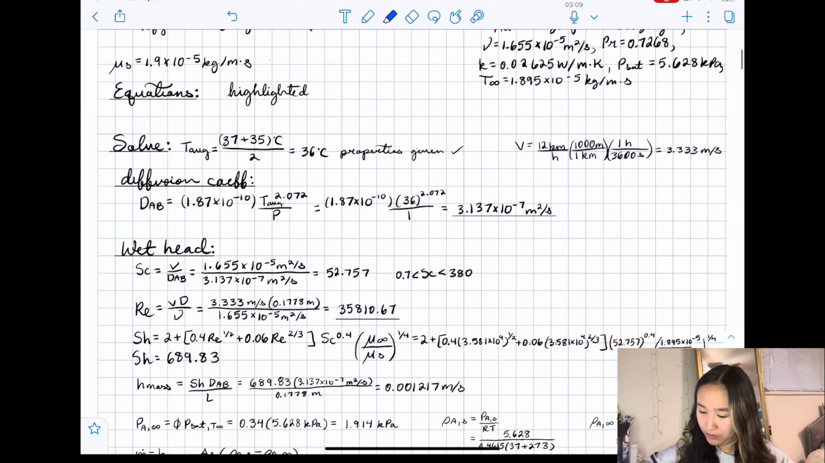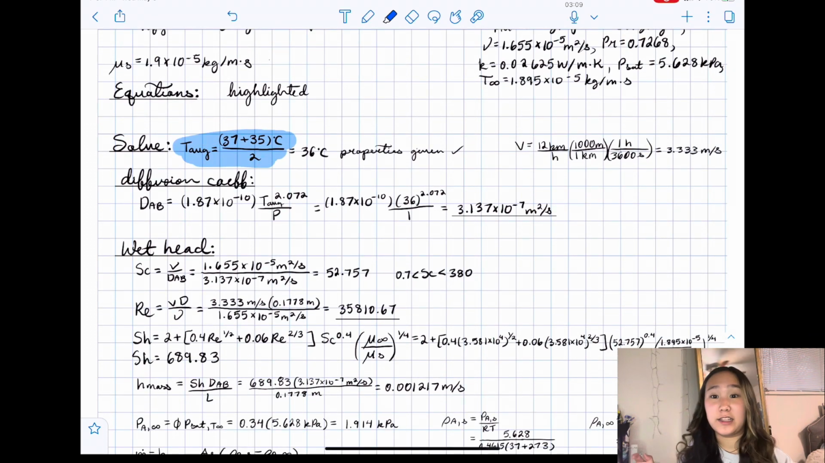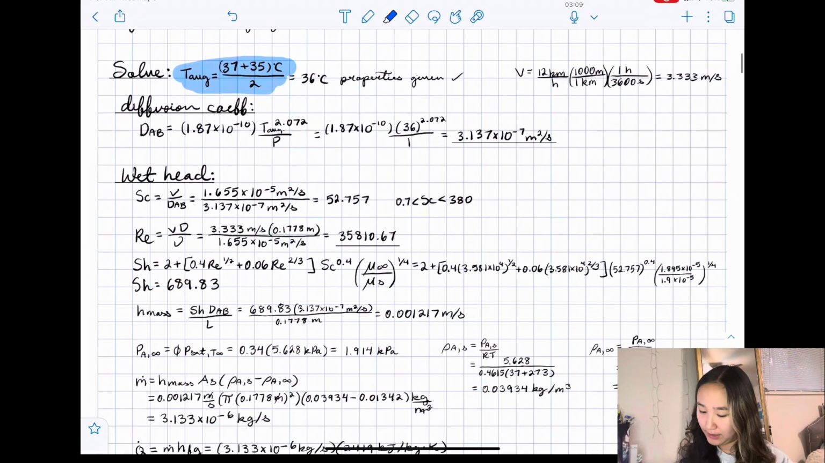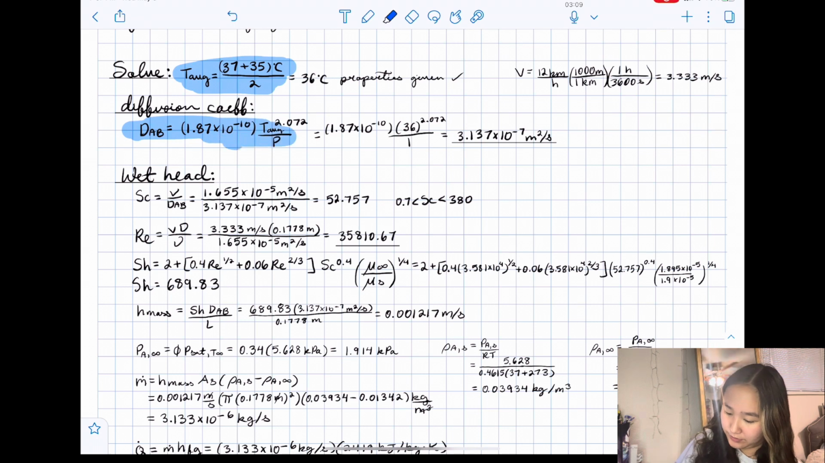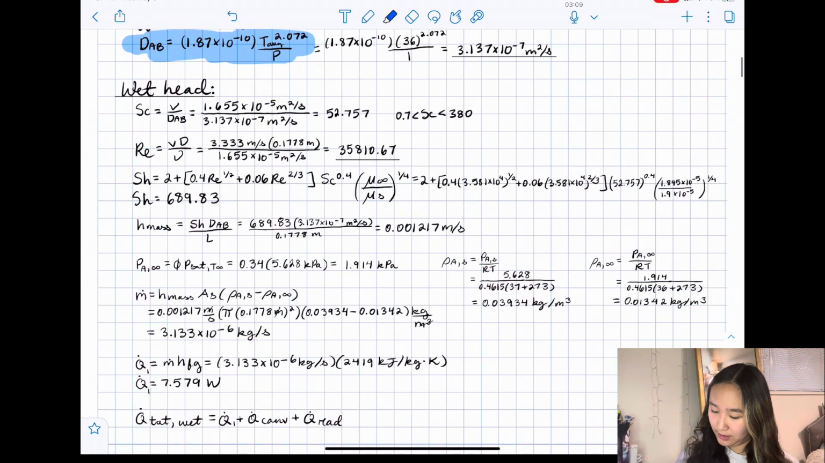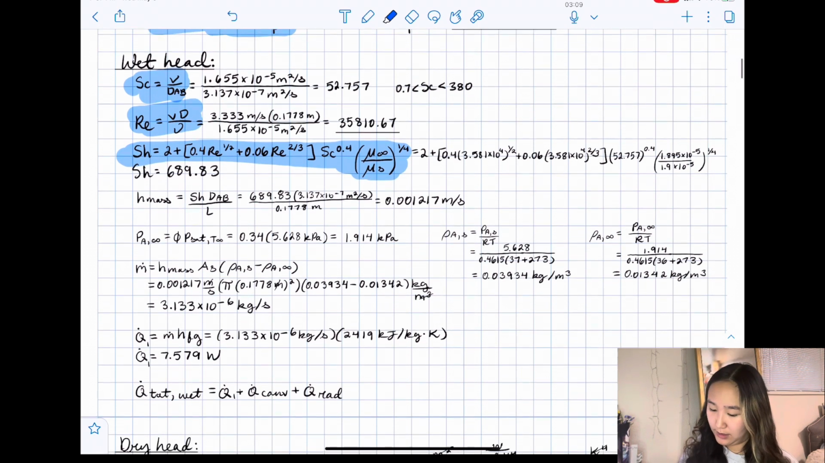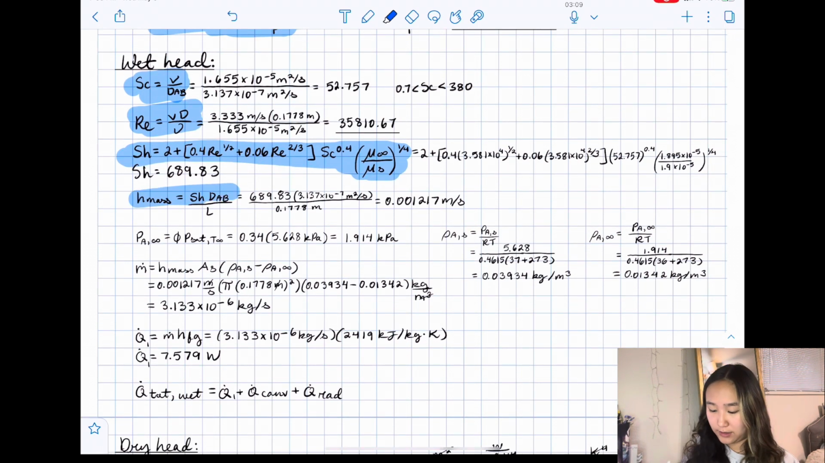And some equations. You have to find T average, and that's where I used the temperature for the properties. And you have to solve for your diffusion coefficient, which is this equation here. And then for the wet head, these are all the important equations that we have to use to solve. And that's where the heat or the mass transfer comes in.